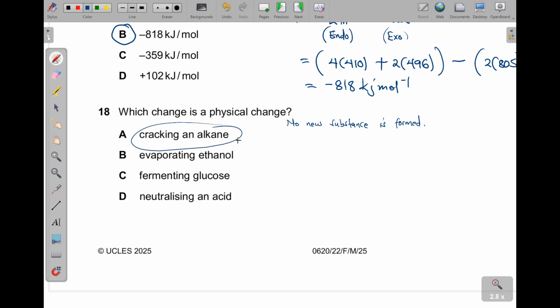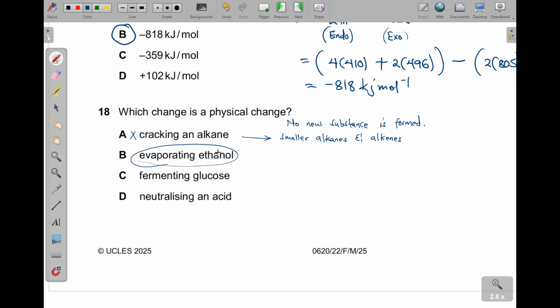Cracking of an alkane. When you crack an alkane, this is a process of breaking down a long chain alkane to smaller chain alkanes and also alkenes. We can also have alkenes only and hydrogen, you see. So now, don't you see that here there is a new substance formed? There is a smaller alkane, and there is a new alkene. So this one is not a physical change, it is actually a chemical change.